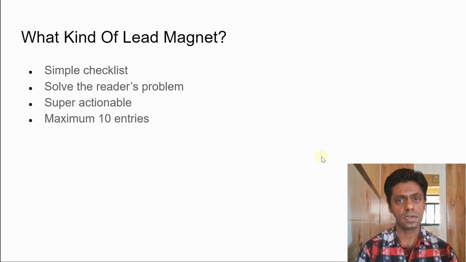It should be super actionable so the reader gets the most value from it. It should have maximum 10 entries. You don't want a checklist which is running into 10 pages. You want it super short and simple so people can use it and get results immediately.